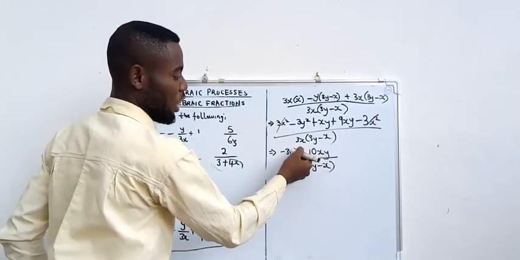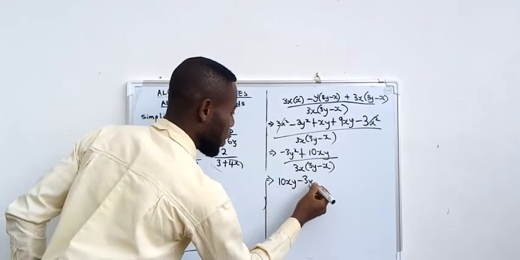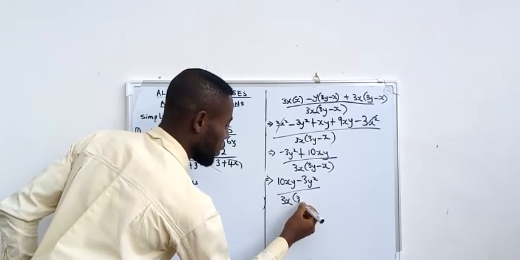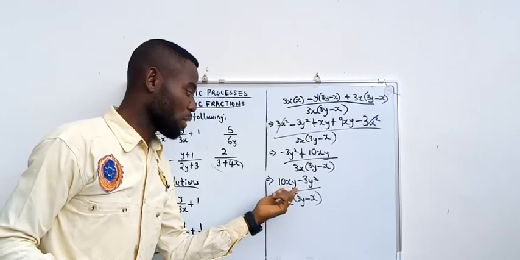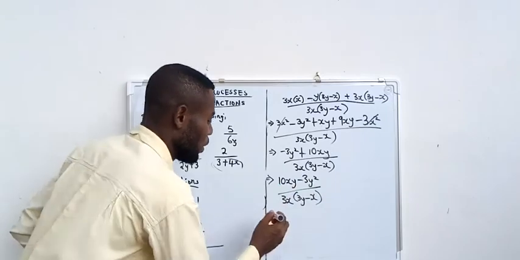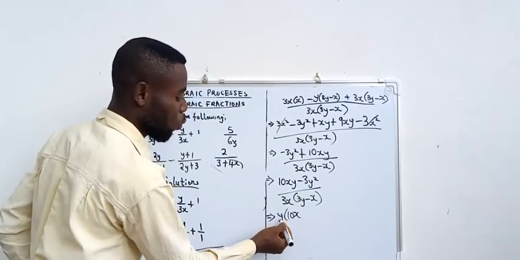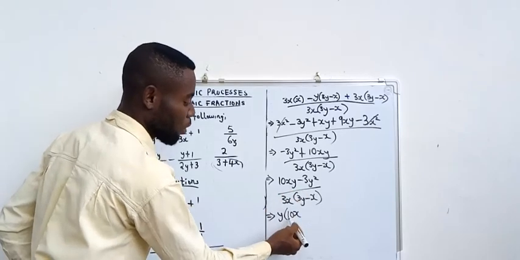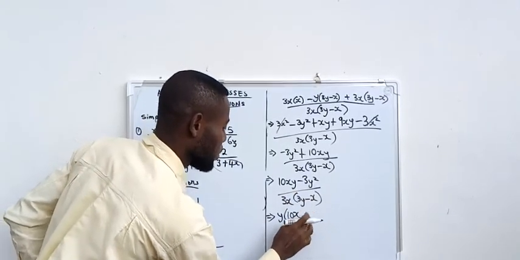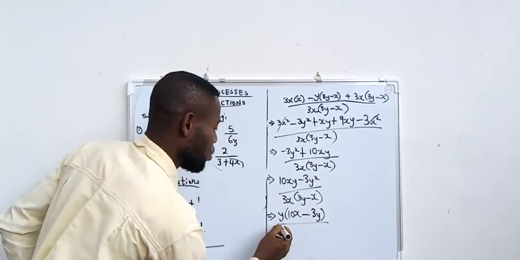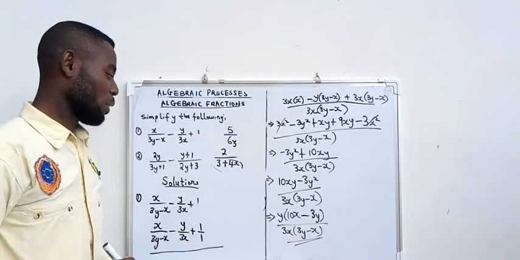What do we do? We can change the position of these two terms here to be 10xy minus 3y squared over 3x bracket 3y minus x. What do we do next? We can factorize here because y is common here, so we can factorize it. By factorization, we now have y bracket 10x. How did we get 10x? That is y, which they have in common, dividing 10xy, which gives us 10x, minus 3y, over 3x bracket 3y minus x. So this becomes the final answer.